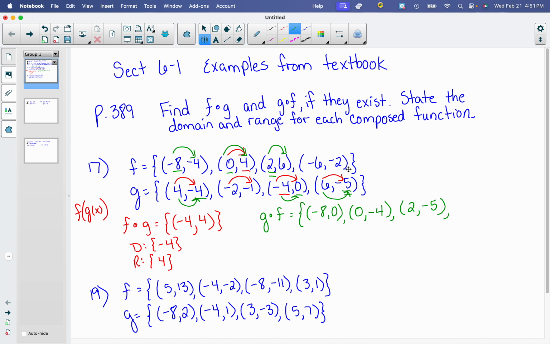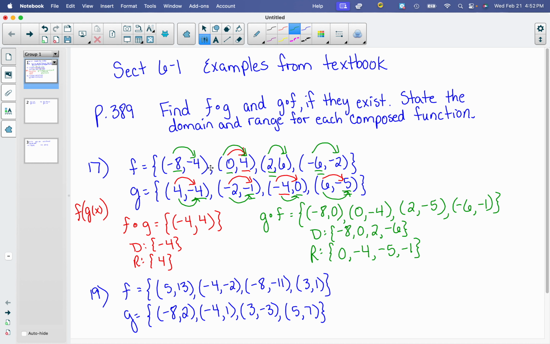And then the last one, negative 6 goes to a negative 2. And I have a negative 2 here. It goes to negative 1. So I started with a negative 6, ended with a negative 1. And that's all the points, so there can't be any more. My domain, all the x values, so we have negative 8, 0, 2, and negative 6. My range, the y values, 0, negative 4, negative 5, and negative 1.